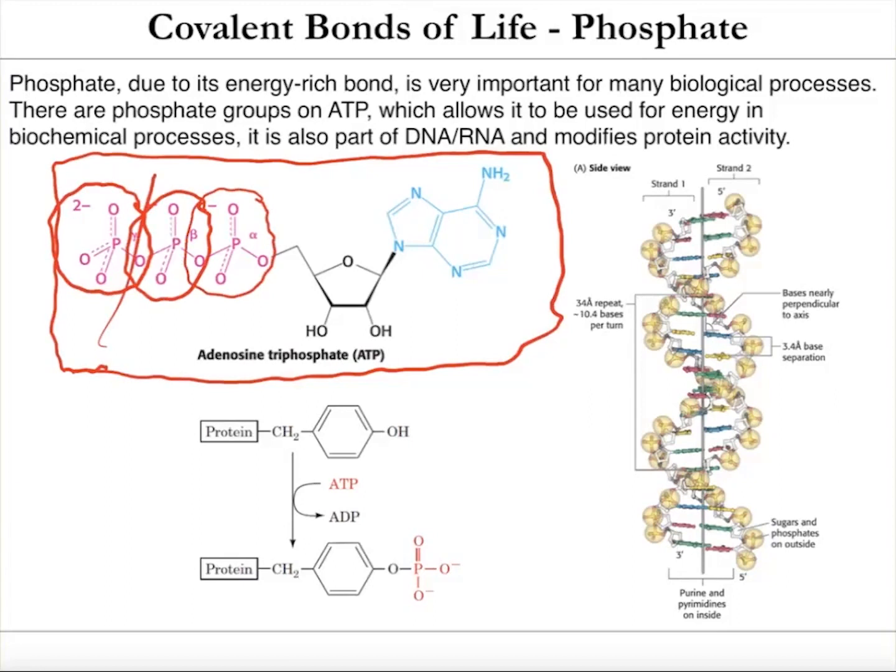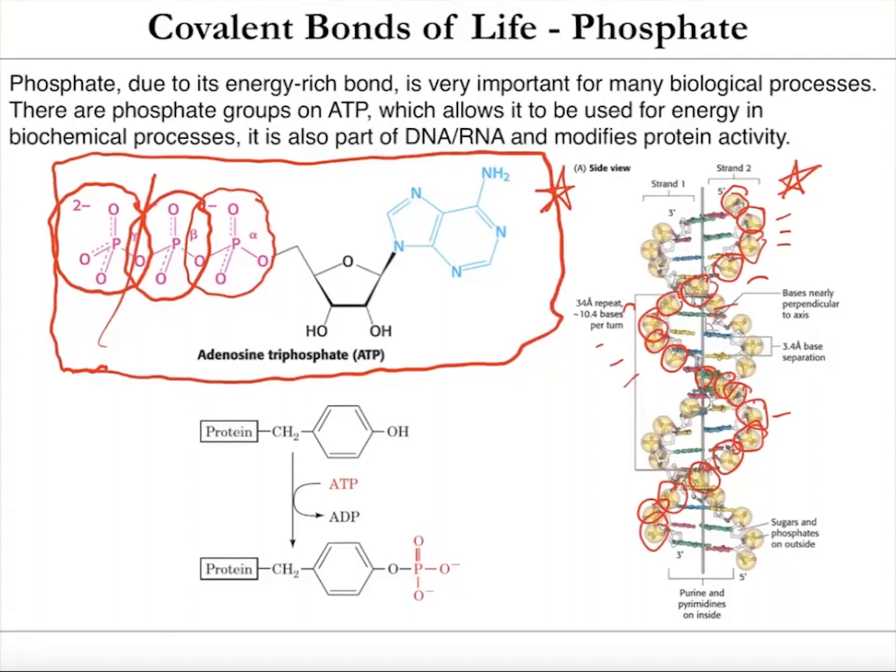Another way that phosphate is really important is because it's a huge component of DNA. So DNA is made of nucleic acids, just like this ATP molecule here. And all these outside groups here on the DNA double helix are phosphate groups. So they actually form bonds between adjacent nucleic acids to form these polymers, and it has a negative charge on the outside of this DNA molecule. So phosphate's important for that.